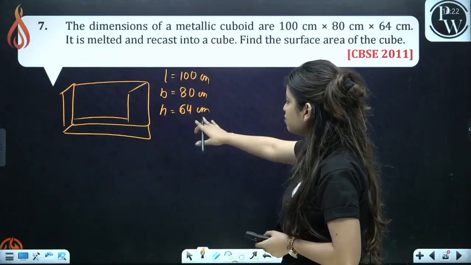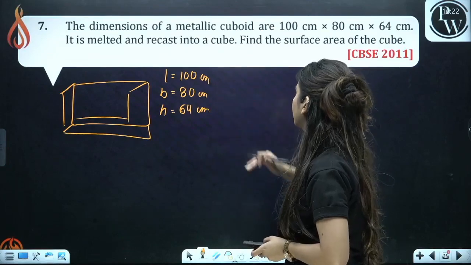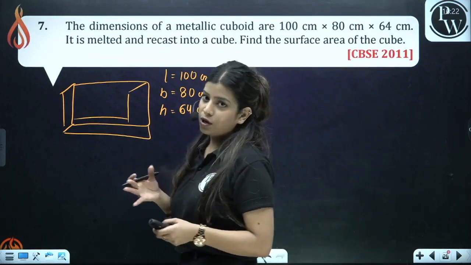So the length, breadth and height are given and it is recast into a cube. We have to calculate the surface area of the cube.